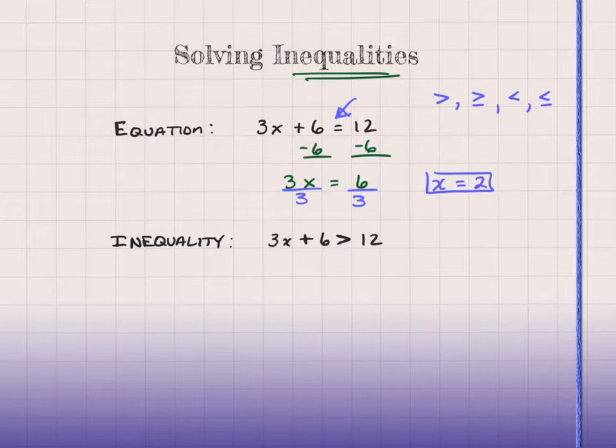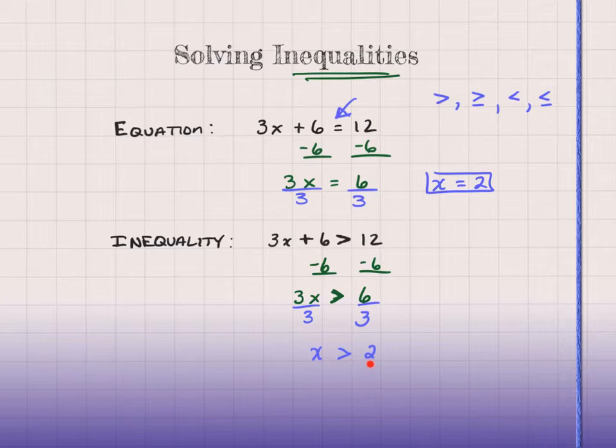So let's look at how we solve this inequality. We actually solve it exactly the same way. We subtract our 6, giving us 3x is greater than 6, and we divide by 3. And x is greater than 2 is what we end up with. So x is greater than 2 means that any number bigger than 2 will make this inequality true.